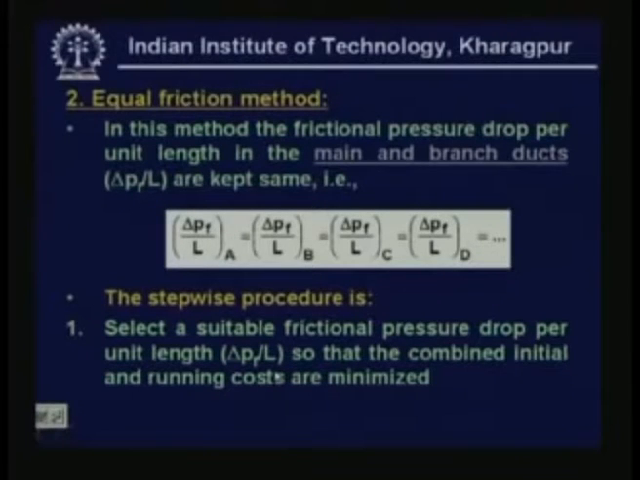That means delta Pf by L for duct run A is equal to delta Pf by L of duct run B, which is equal to delta Pf by L of duct run C, etc. Then the stepwise procedure is as follows. Select a suitable frictional pressure drop per unit length, so that the combined initial and running costs are minimized. In the earlier method we fixed the velocities, whereas in this method we have to select a suitable frictional pressure loss per unit length. That is the first step.